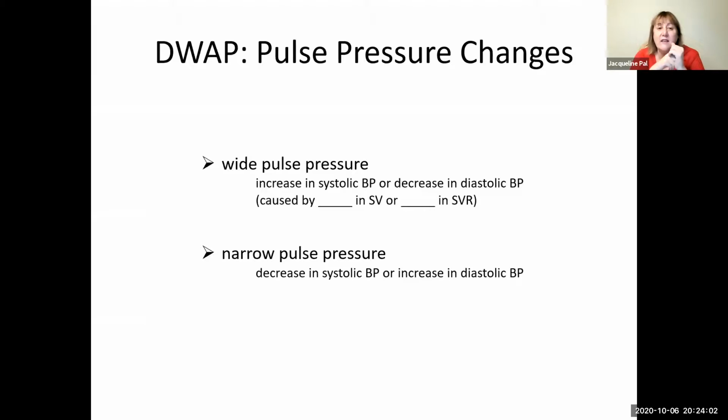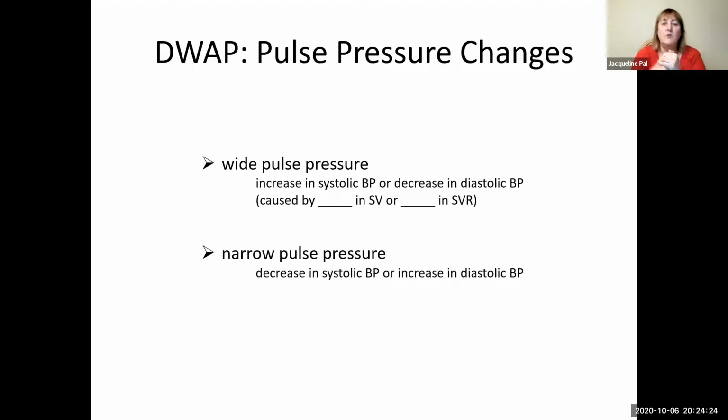So we can widen the pulse pressure by either keeping the diastolic the same and increasing the systolic, or keeping the systolic the same and lowering the diastolic. So go ahead and fill out these two blanks. What has to happen to stroke volume or systemic vascular resistance to increase your pulse pressure?